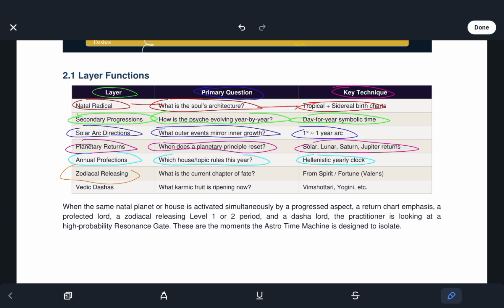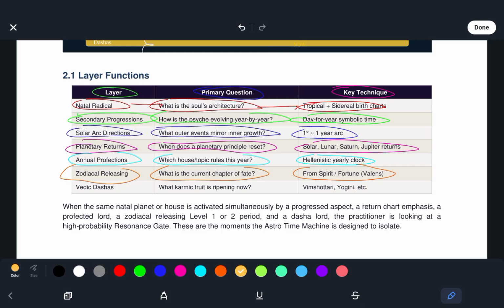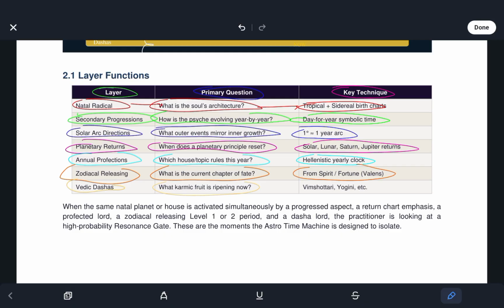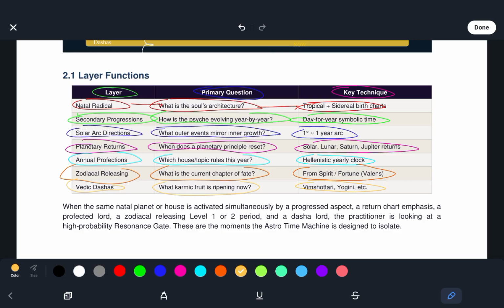Zodiacal releasing. What is the current chapter of fate? From spirit, fortune, valence, and Vedic dashas. What karmic fruit is ripening now? Vimshottari, Yogini, etc. So there's a lot to go over here.